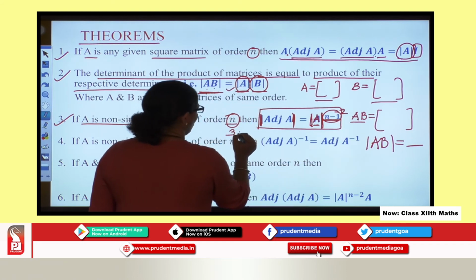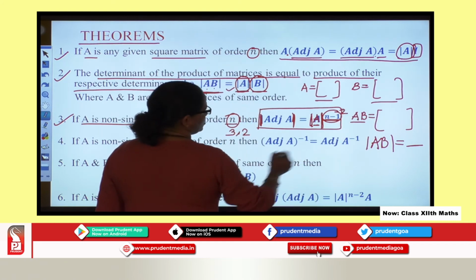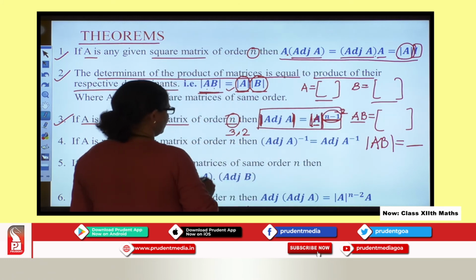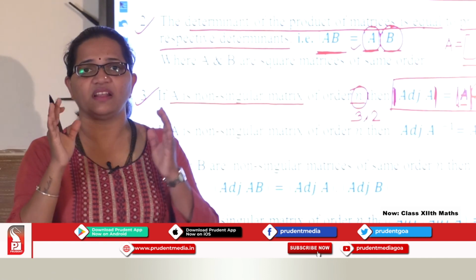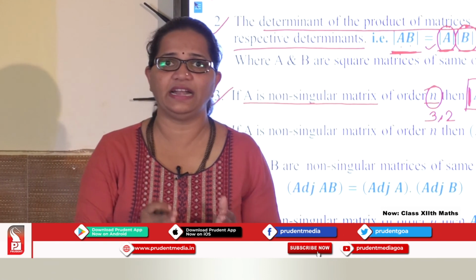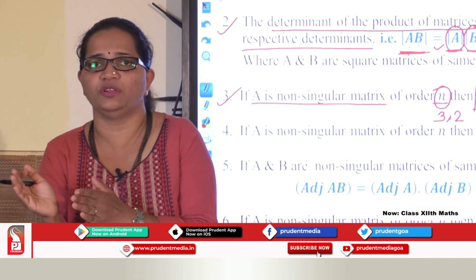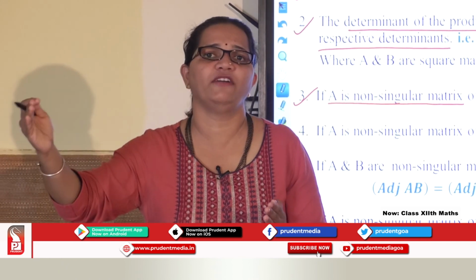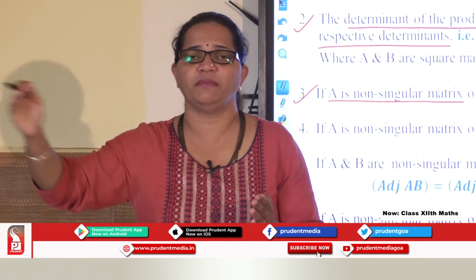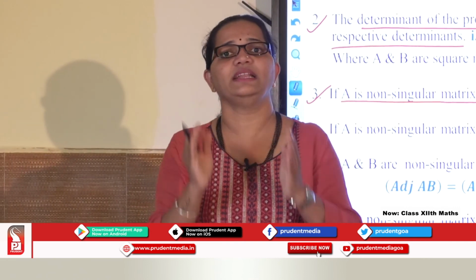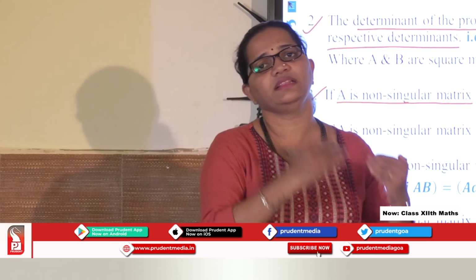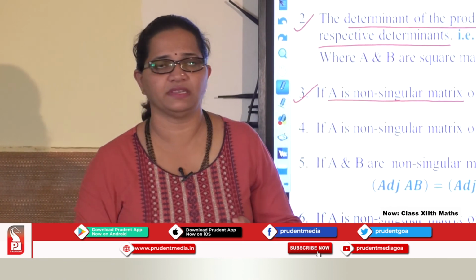Suppose the order is 2. So what will be the power here? 1. Okay, and so on. Fine. Remember, we restrict ourselves to 3 by 3 matrices only. We are not proceeding further to 4 by 4 or 5 by 5 matrices. Only up to 3 by 3 matrices we consider over here in the chapter of matrices.